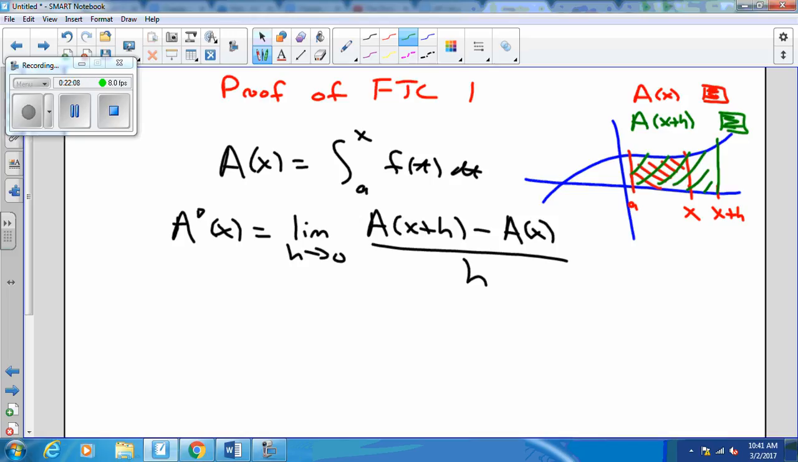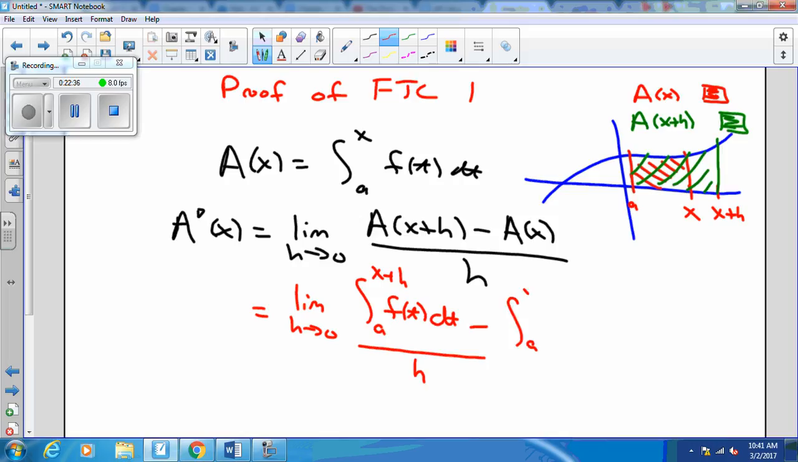Now what do I get when I subtract these two? When I subtract these two, all the stuff in red clobbers all the stuff in green, and all that I'm left with is this little piece right here. That's that thing that I estimated as a rectangle earlier. Okay? And I can represent that as the limit as h goes to 0 of, first of all, let me do the formal writing. Here's A of x plus h. Here's A of x.